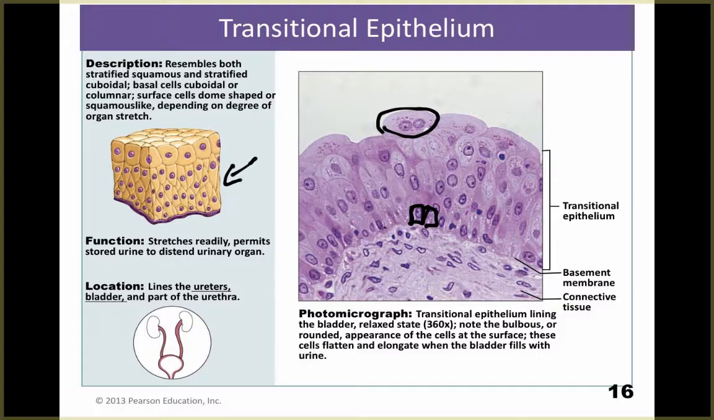Basal cells are cuboidal or columnar. The surface cells are dome-shaped or squamous-like. So it depends on the degree that the organ is stretching on which one they look more like, right?